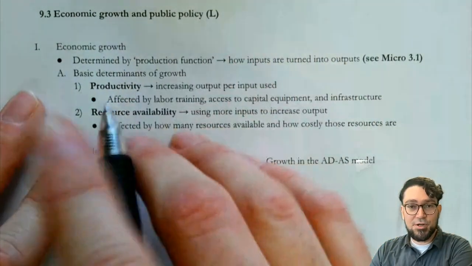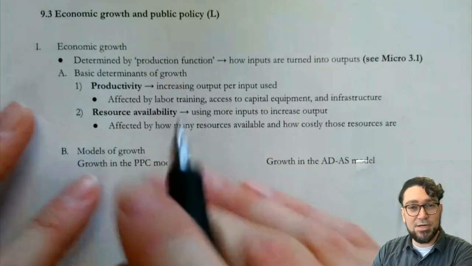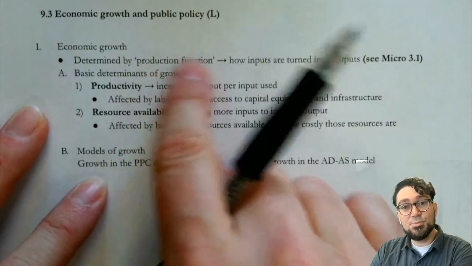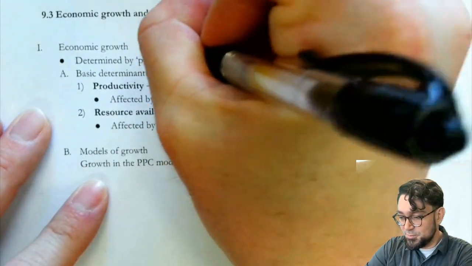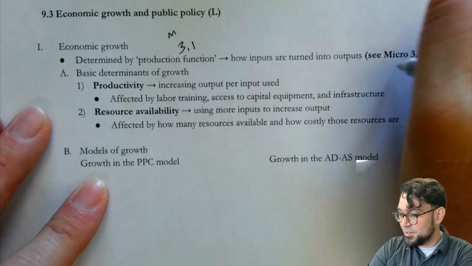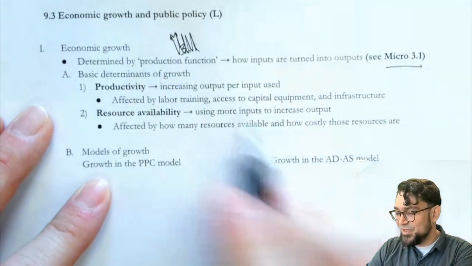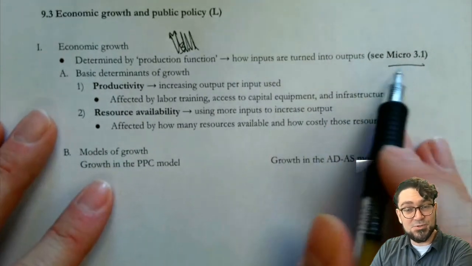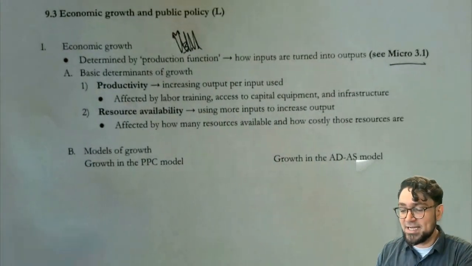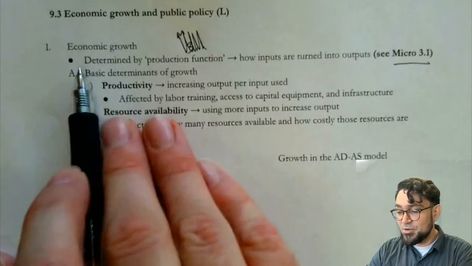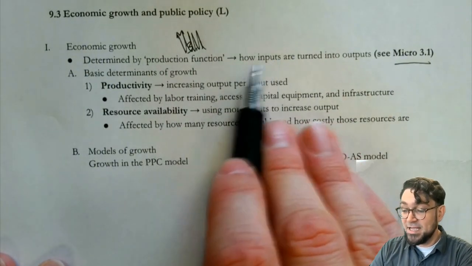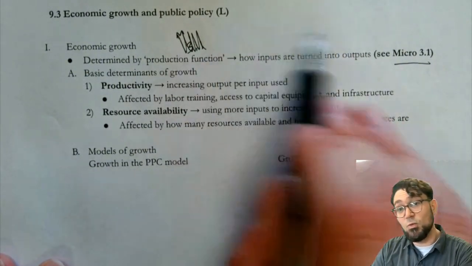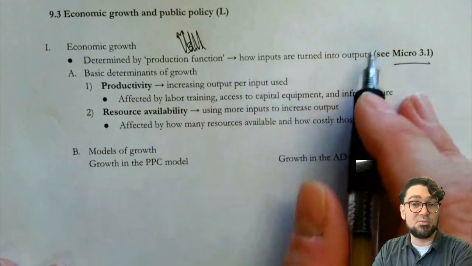Okay, so the first little part here just summarizes what we already know about economic growth, that it's really determined by this thing called the production function, which we learned about way back in, I even put that on here, micro 3.1. It's about how basically inputs are turned into outputs. We made a paper chain with it in class and did some simulations of it. Economic growth is really determined by how well we do that, right? How well do we do this process of turning inputs into outputs?